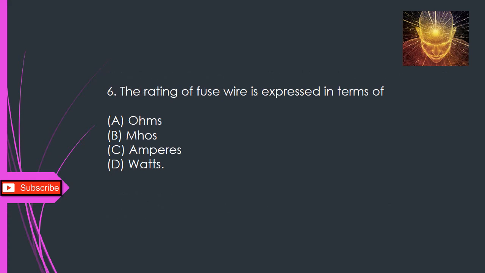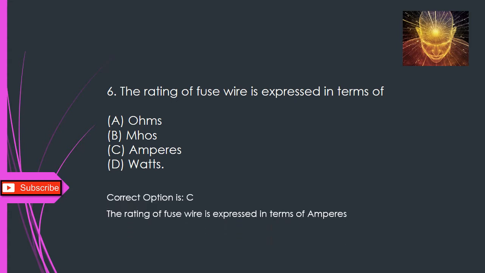The rating of fuse wire is expressed in terms of: A. Ohms. B. Mhos. C. Amperes. D. Watts. Correct option is C. The rating of fuse wire is expressed in terms of amperes.